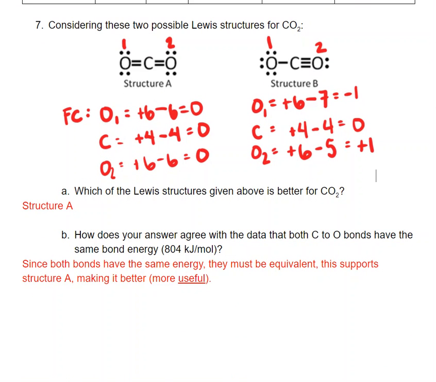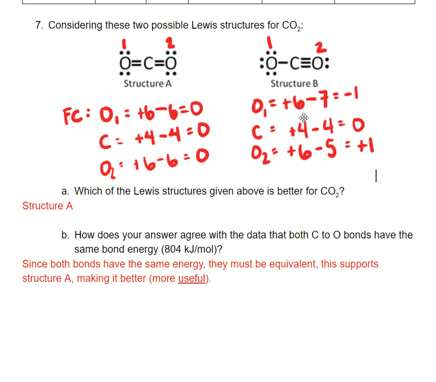Looking at those two possible Lewis structures for carbon dioxide, in structure A and B, I went ahead and labeled oxygen 1 and oxygen 2 so we can keep track. When we calculate the formal charge on both of these molecules, we see that in structure A, all of our formal charges are equal to 0. The oxygen has a core charge of plus 6. It's got these 4 lone electrons, and then the 4 electrons in the double bond, I'm going to assign half of those to oxygen and half of those to carbon. So I end up with 4 on the carbon, 6 on each oxygen. We get formal charges of 0.